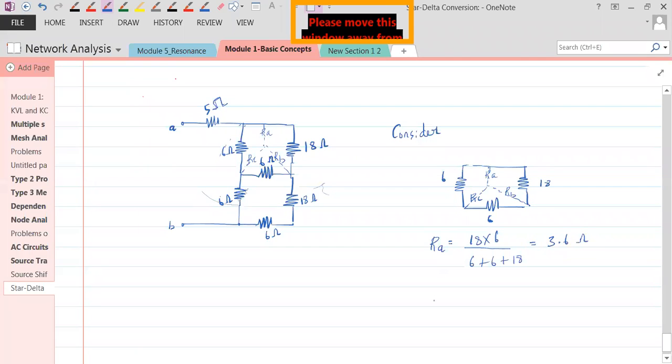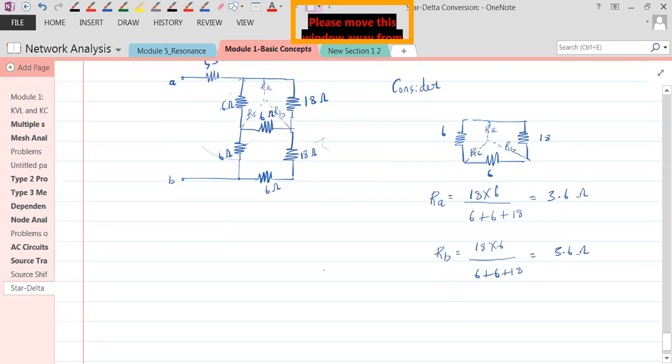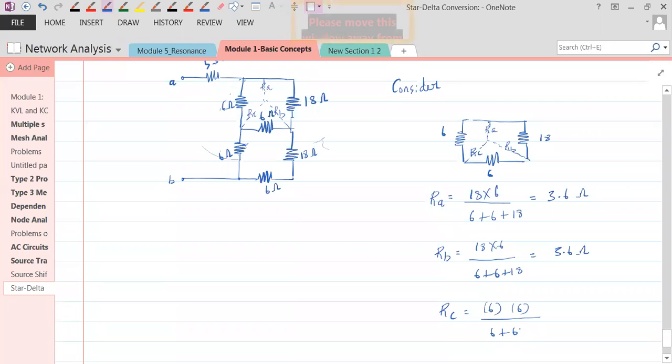Similarly, consider RB. On both sides it's 18 into 6, so RB is also 18 into 6 divided by 6 plus 6 plus 18, which is common in all the equations. RB is also 3.6 ohms. What is RC? On both sides of RC you have 6 ohms, 6 ohms. So 6 into 6 would come in the numerator, and in the denominator you will have the same. This would be 1.2 ohms.